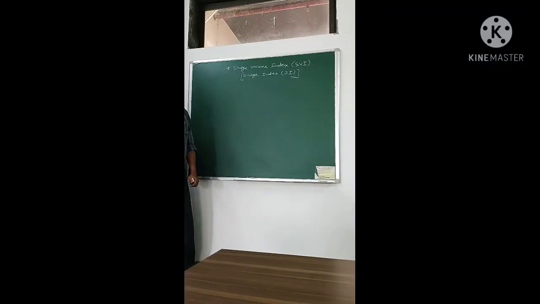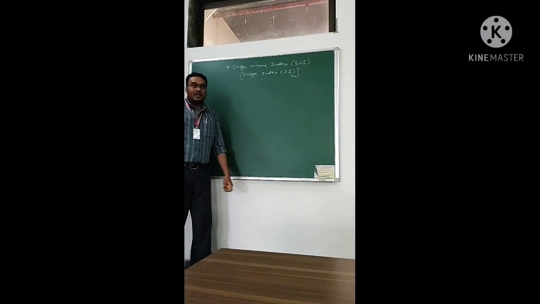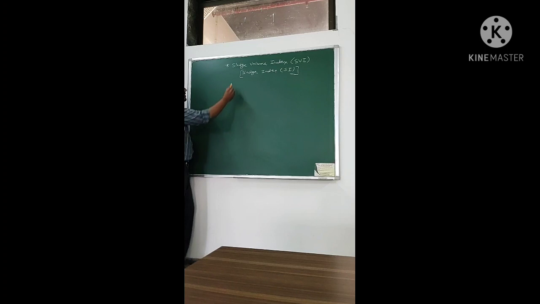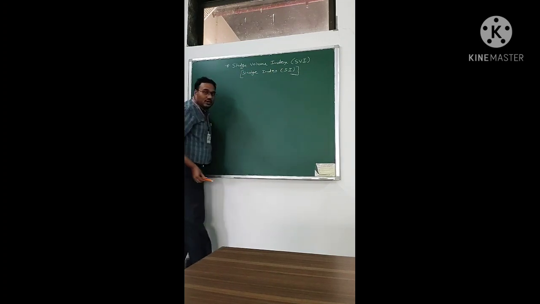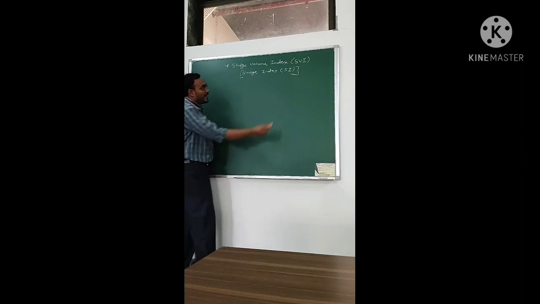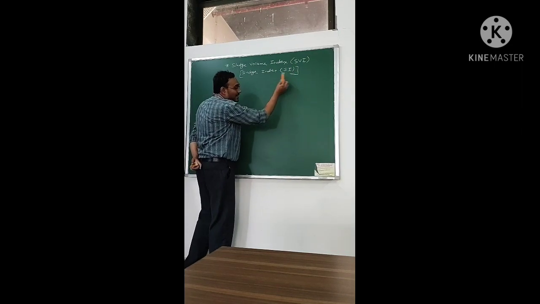Hello students, in this session we are going to take a practical based on sludge volume index. Our aim today is to determine the sludge volume index. It is also called the sludge index, and it is denoted by SVI as well as SI.